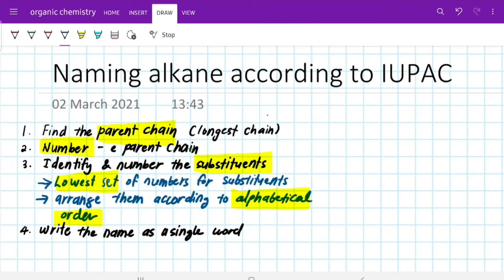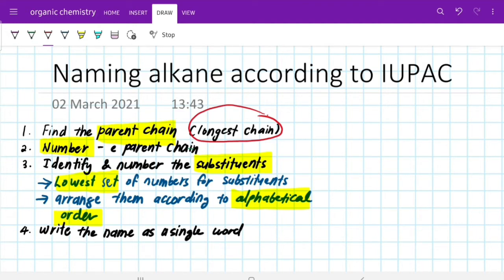the semester too. You always need to start by identifying your parent chain. Your parent chain should have the longest carbon chain. Then you need to name your parent chain according to the prefixes, as you can refer in the lecture note. For example, if there are 7 carbons, then we're going to name it as heptane. If it is 5 carbons, then it is pentane, and so on.